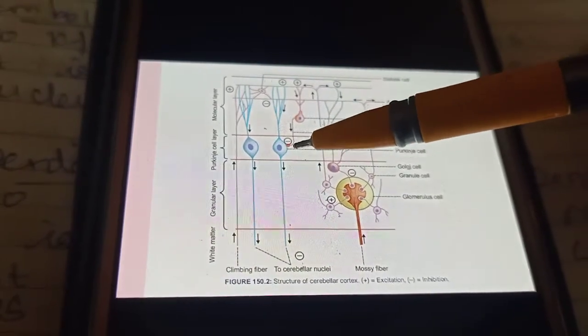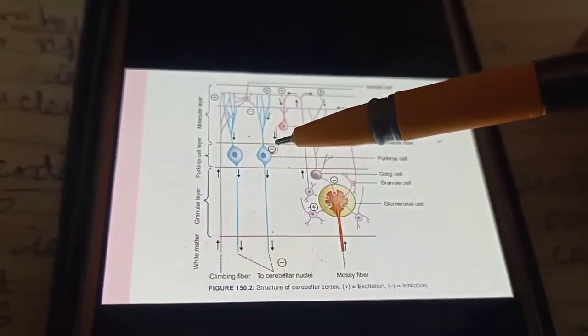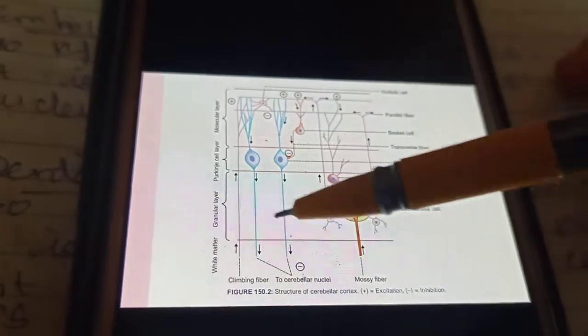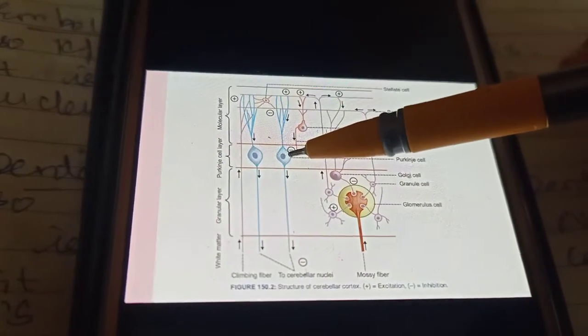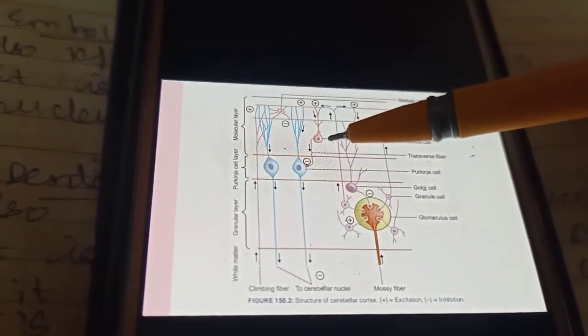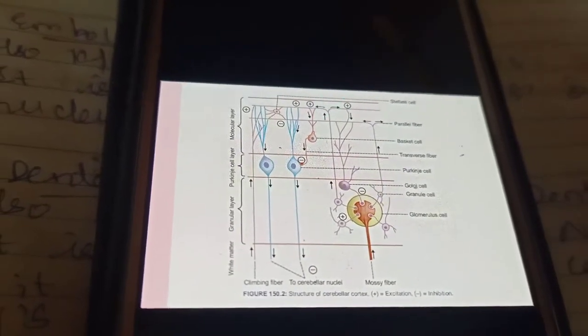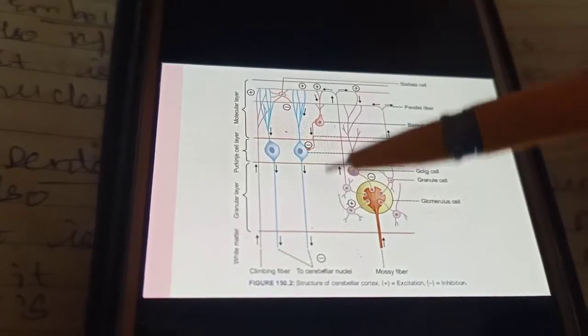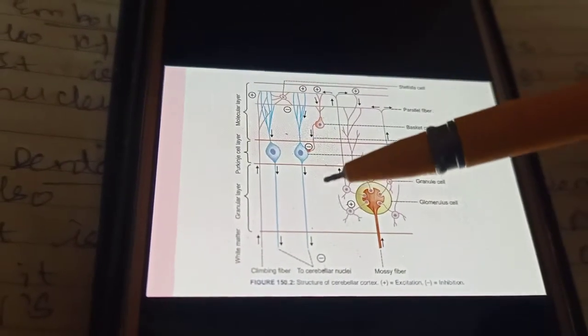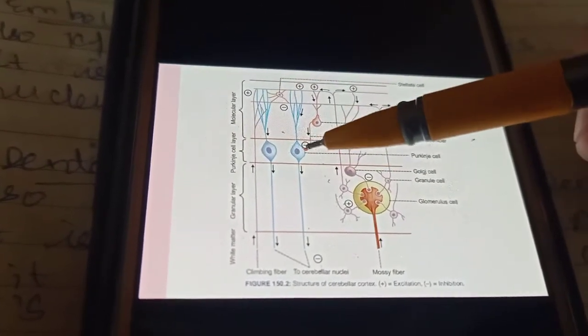So what do Purkinje cells do? They carry the impulses from the different parts of the cerebellar cortex to other parts of the brain. They will collect all the impulses from other parts of the cerebellum and transmit them to the other parts of the brain. So that is the role of Purkinje cells.